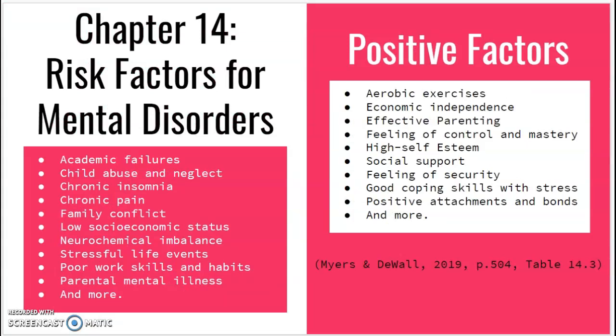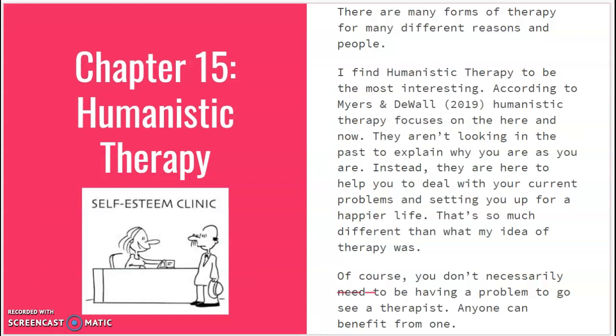Anyone can have a mental disorder. These risk factors don't necessarily mean you're going to have it or not have it. So, like academic failure, chronic insomnia, chronic pain, family conflict, being poor, having an imbalance in your brain, which really sucks, poor work skills, parental problems, and more. But of course, you can always do stuff like exercise, get some more independence, get some more support to help combat that. Alright, so chapter 15, humanistic therapy.